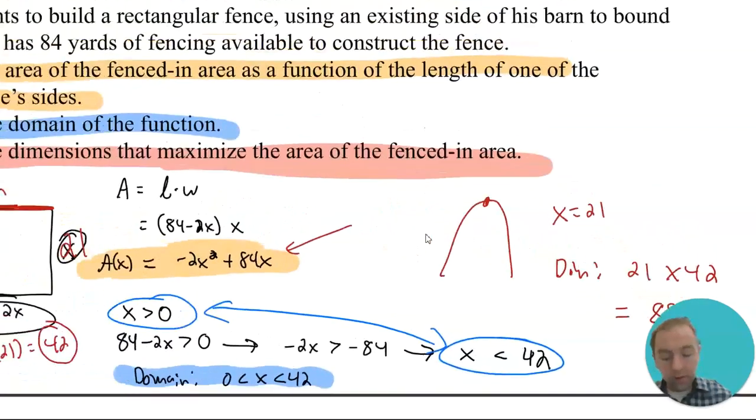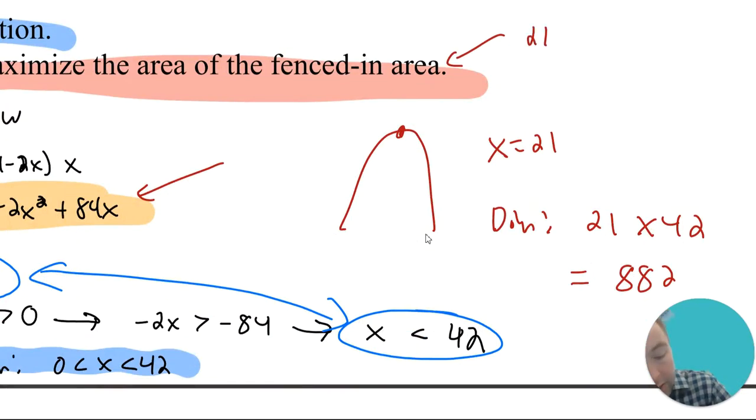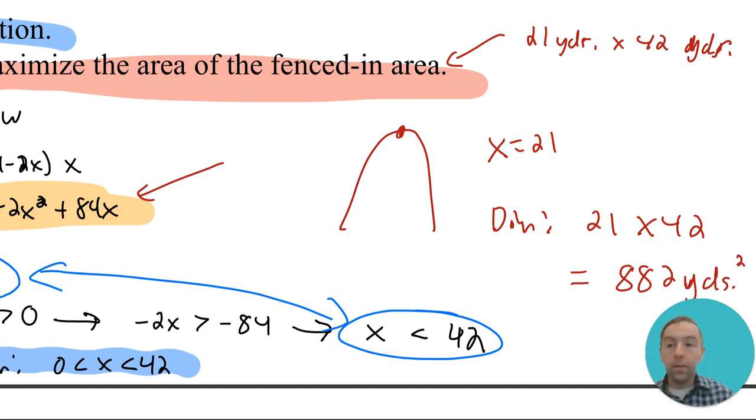So the question specifically asks, I think, for the dimensions, right? To maximize the area, you would want it to be 21 yards by 42 yards, but then also the maximum area would be 882 square yards as well.